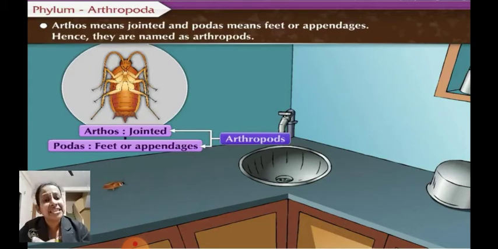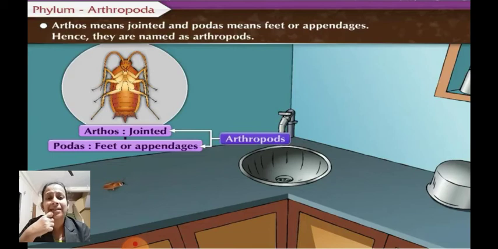So, all the insects in this entire world belong to this one phylum, that is arthropoda, which is considered to be the largest group of animals. Okay, so remember, dear student, it might be asked during the exam, which is the largest phylum of the animal kingdom.